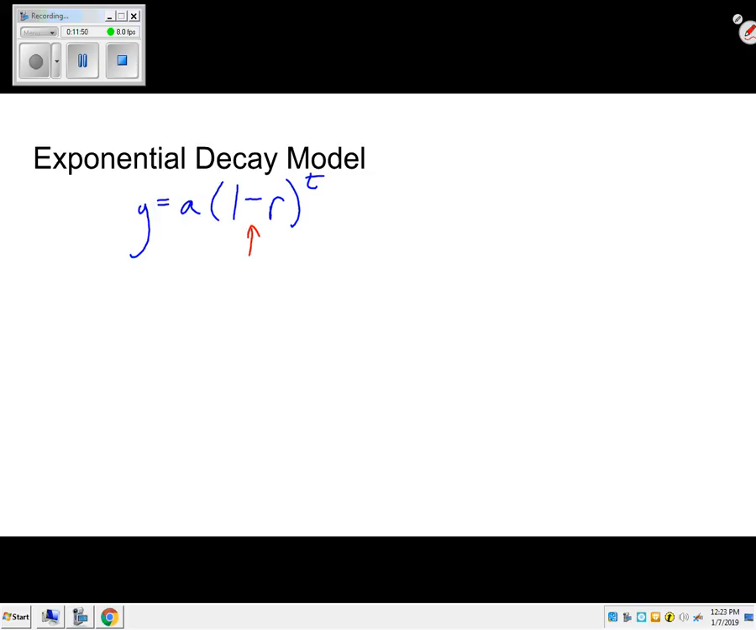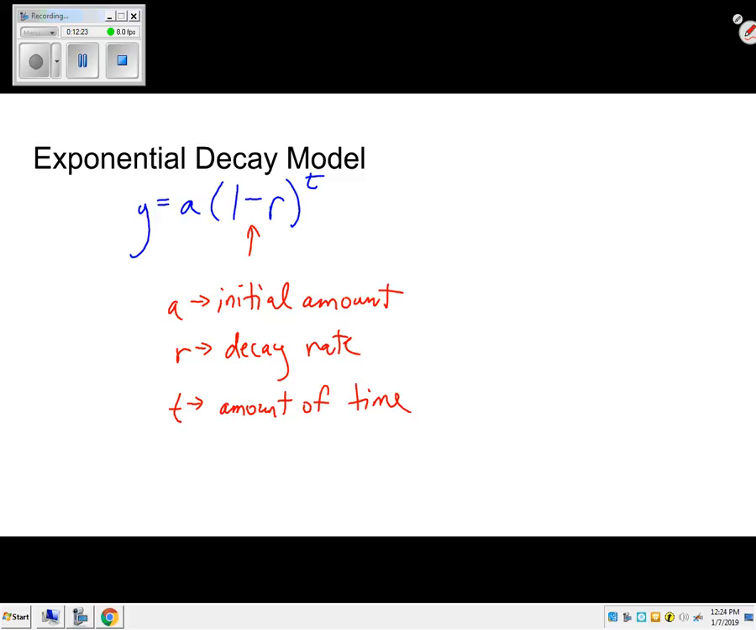A still stands for the same thing. A is still going to be my initial amount. Okay. My r is my decay rate. And then t is going to be the amount of time. This does not have to be in years. It can be in weeks. It could be in days, and so forth, all the way down. So that's going to be the amount of time.